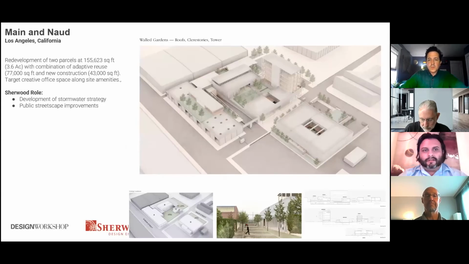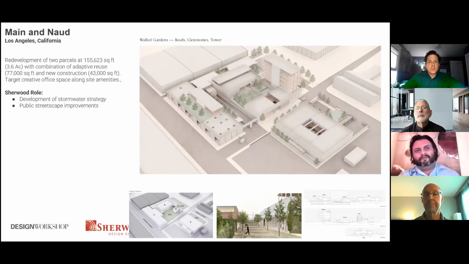And then this is one of our more recent projects, maybe not also in LA. We're looking at redevelopment of 2 parcels over 155,000 square feet. And it's a combination of existing structures, 77,000 square feet of adaptive reuse, and about 43,000 square feet of targeted new space for creative office space along with site amenities.